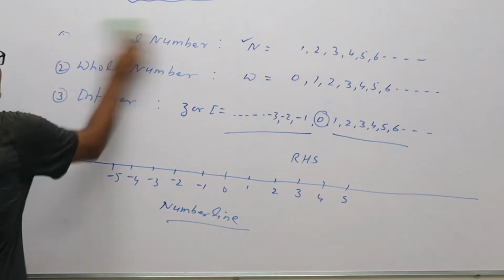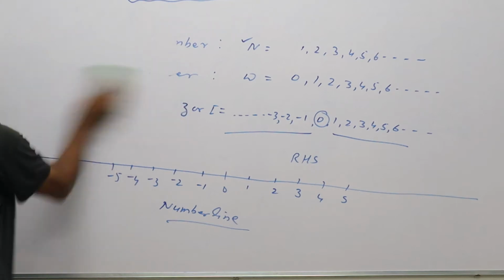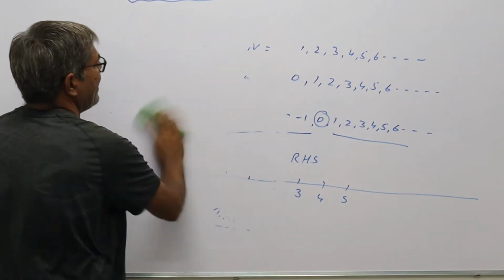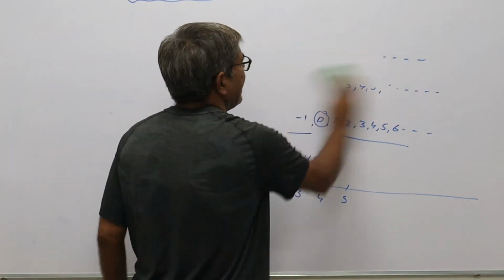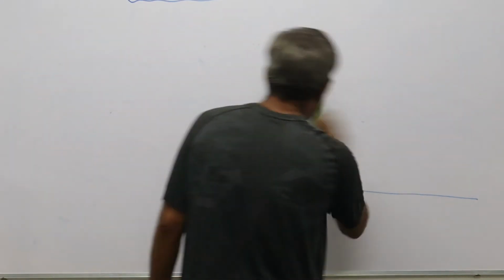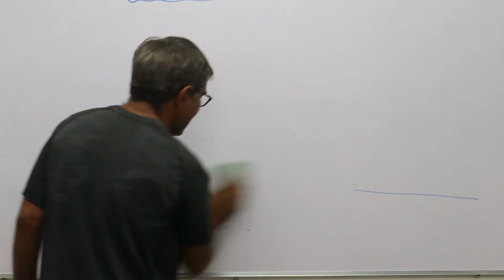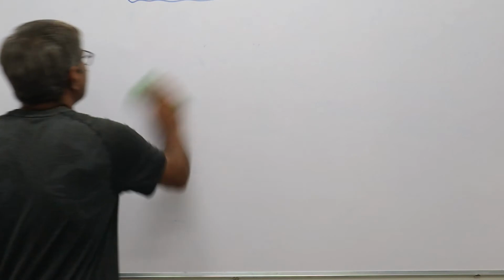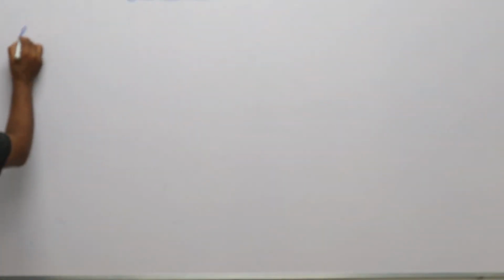So now the first chapter is rational number. What are the rational numbers? First we will define these numbers and then we will study all the operations on these numbers. So first, what is a rational number?